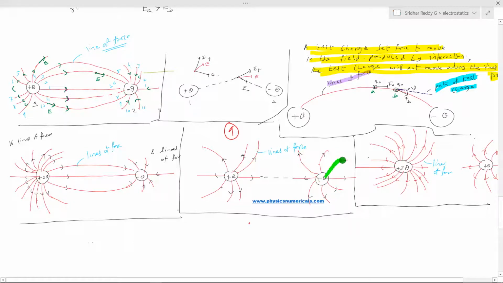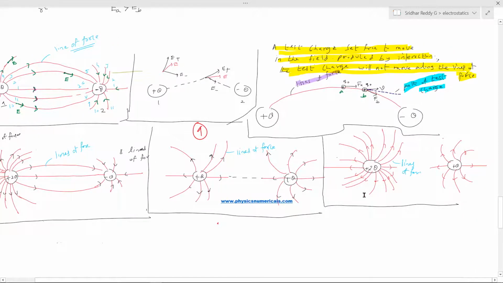Got the idea? So try to look at these lines of force for unlike charges. If two unlike charges of magnitude, say, plus 2q and another plus q, then again the number is the same here. If I assume 16 lines, then here 8 lines of force should come. And the lines of force, I'm showing it in this way.